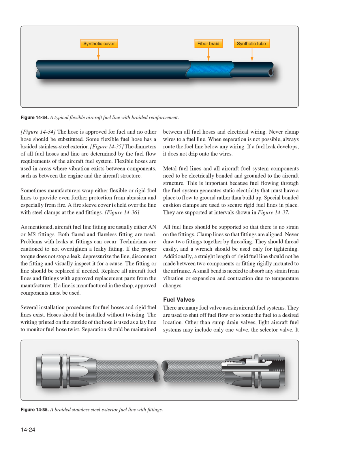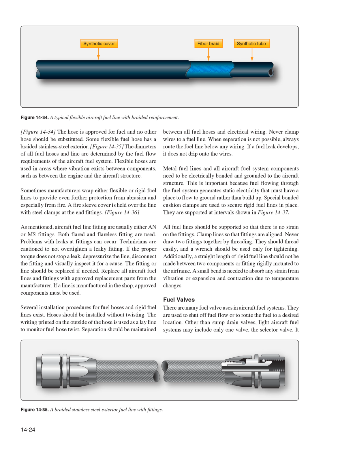Clamp lines so that fittings are aligned. Never draw two fittings together by threading. They should thread easily, and a wrench should be used only for tightening. Additionally, a straight length of rigid fuel line should not be made between two components or fittings rigidly mounted to the airframe. A small bend is needed to absorb any strain from vibration or expansion and contraction due to temperature changes. Fuel valves. There are many fuel valve uses in aircraft fuel systems.